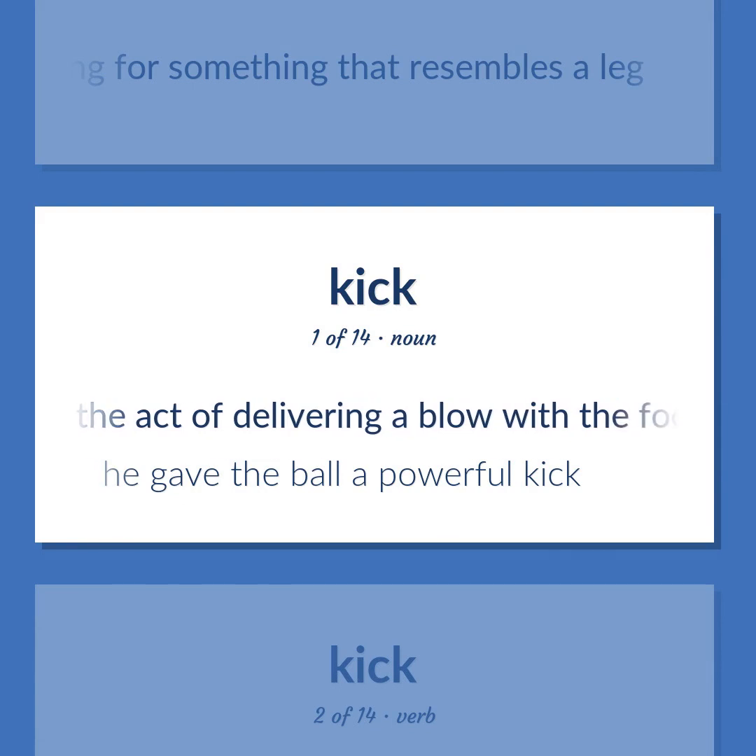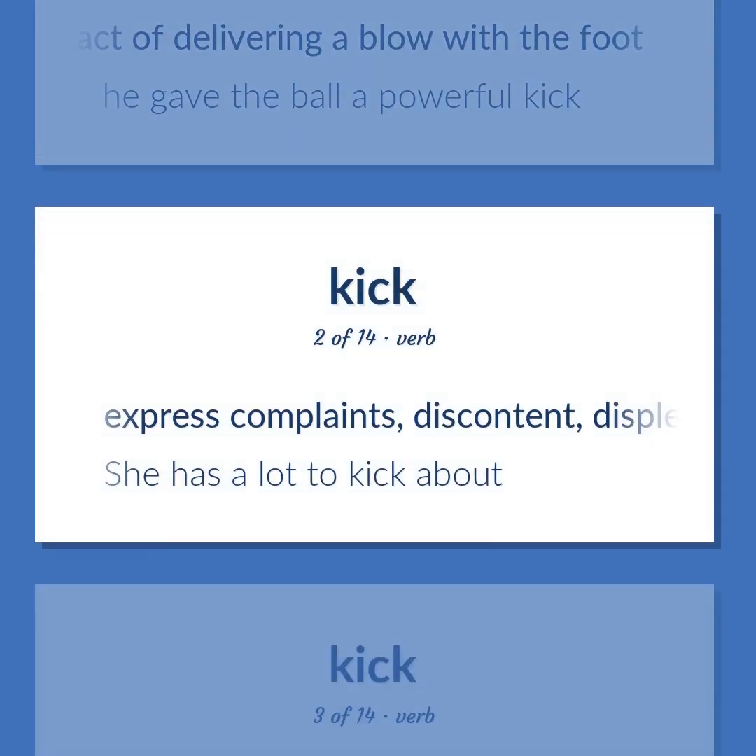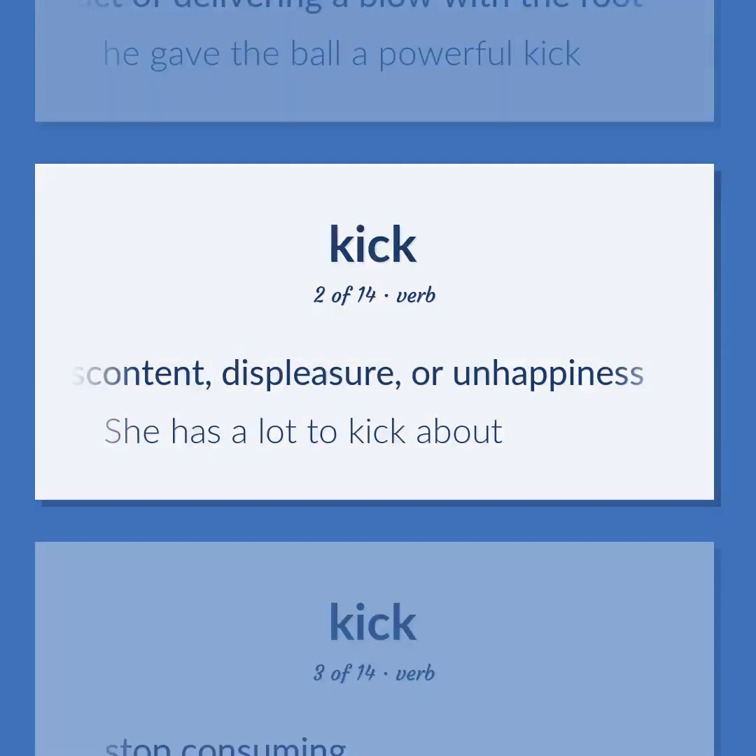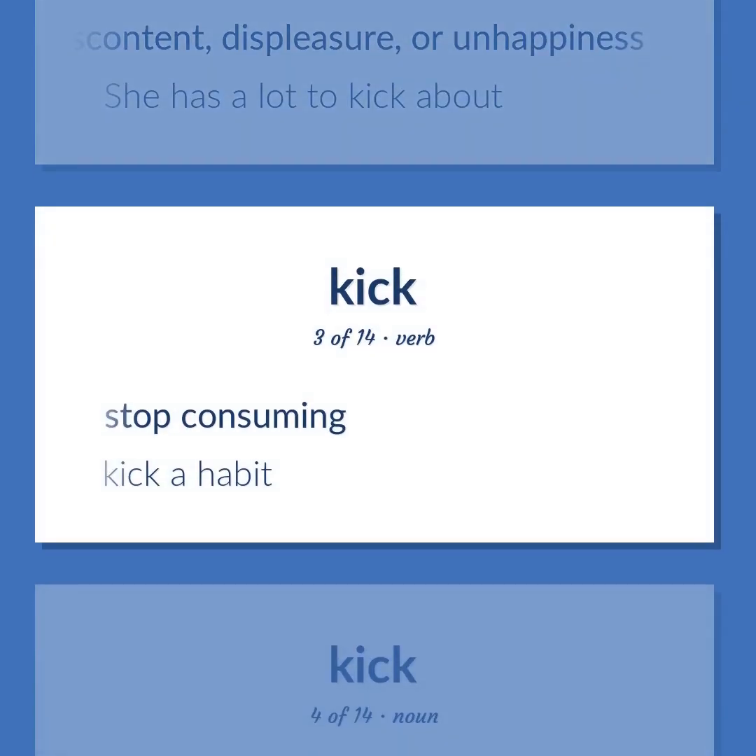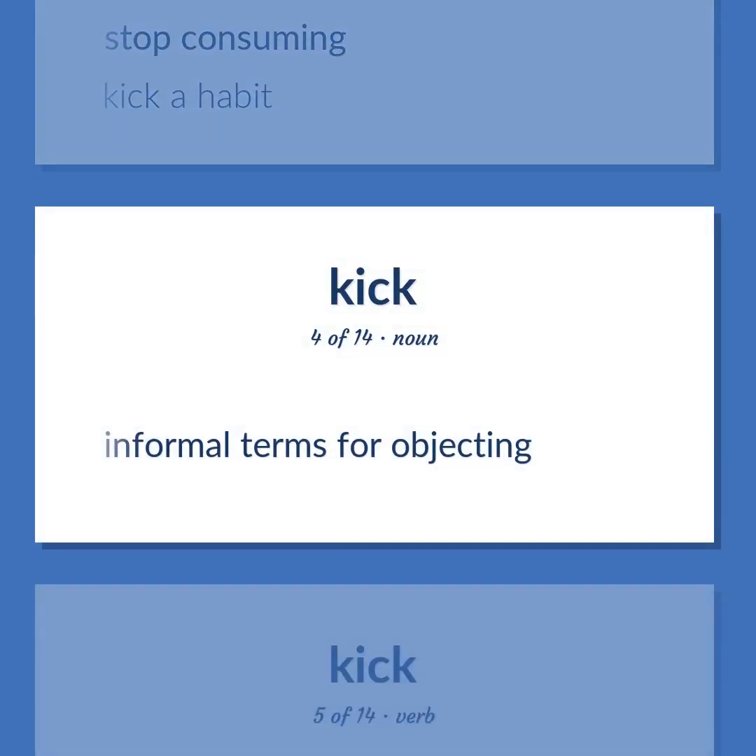The act of delivering a blow with the foot. He gave the ball a powerful kick. Express complaints, discontent, displeasure, or unhappiness. She has a lot to kick about. Stop consuming. Kick a habit. Informal terms for objecting.